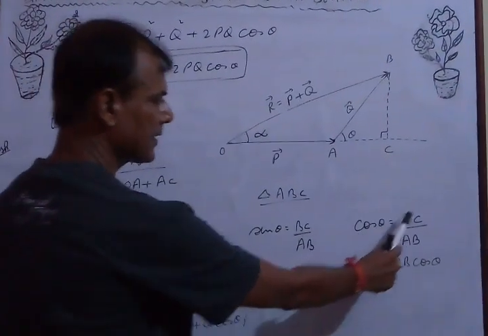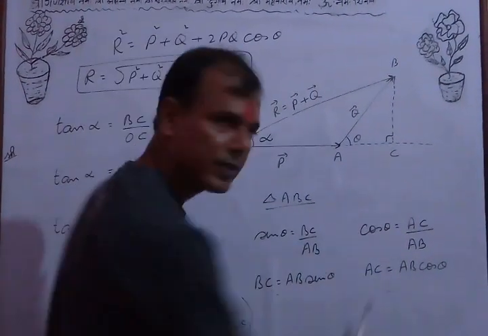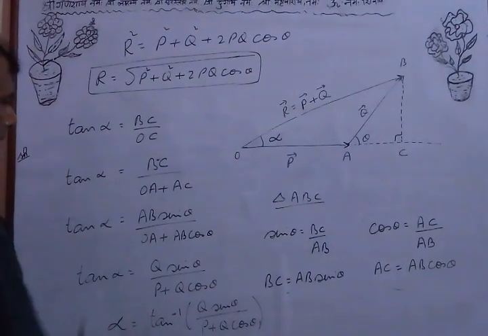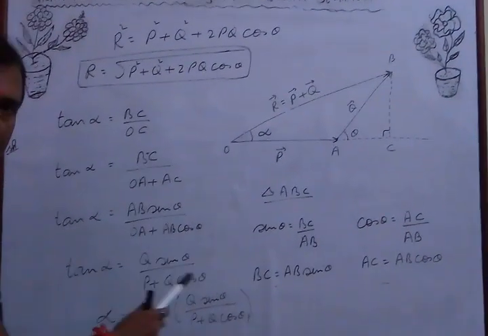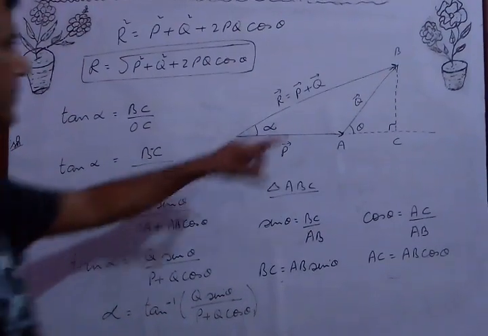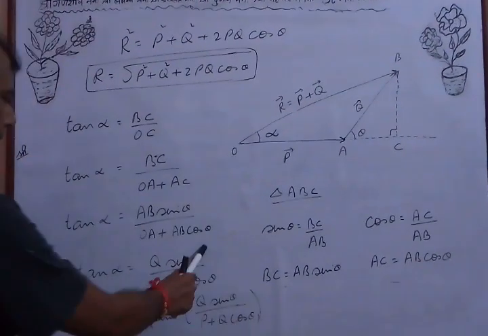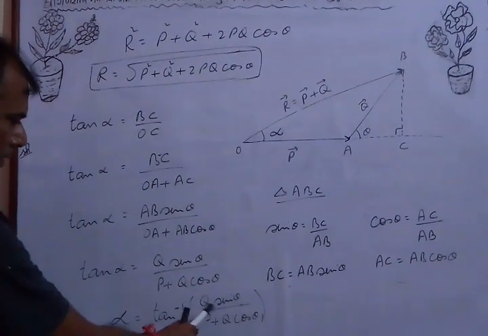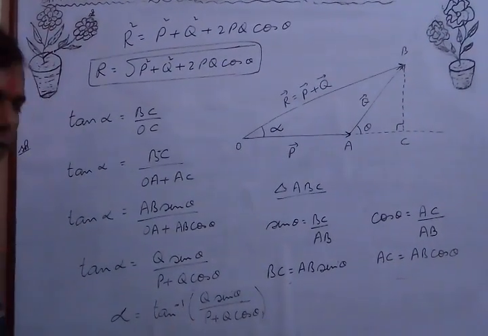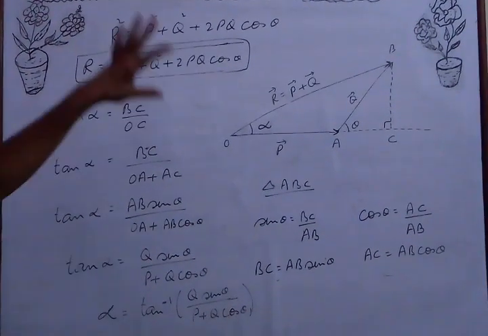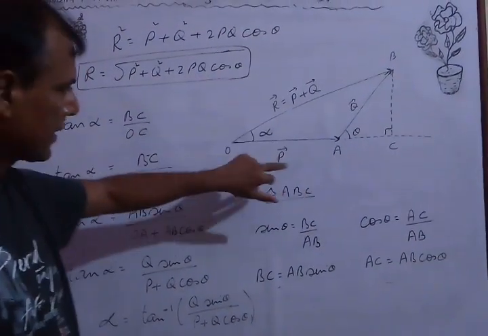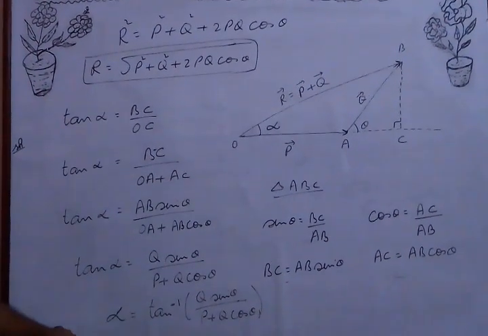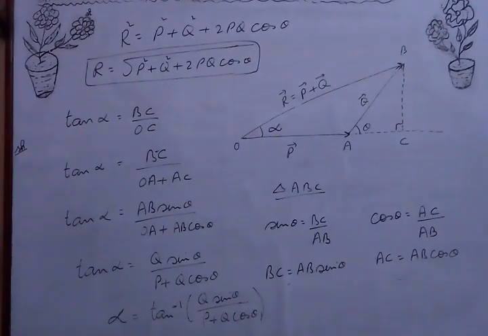Similarly, cos theta is AC upon AB, so we got AC is AB cos theta. Putting this value here, BC is AB sin theta, OA is left, and AC is AB cos theta. Now AB is Q, so this becomes Q sin theta upon P plus Q cos theta. So alpha becomes tan inverse of Q sin theta upon P plus Q cos theta. Using this formula, we can find out what angle the resultant is making with vector P. So this gives you the magnitude, and this gives you the direction of the resultant vector.